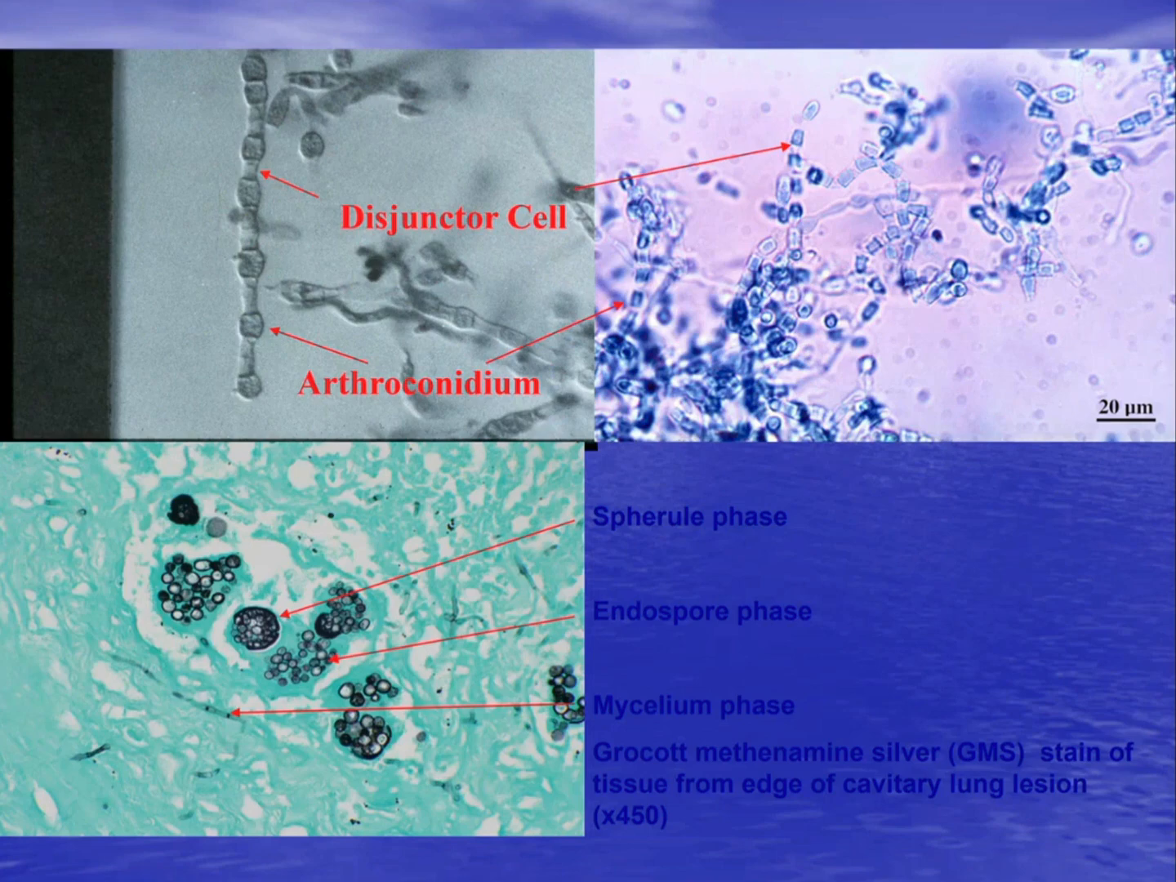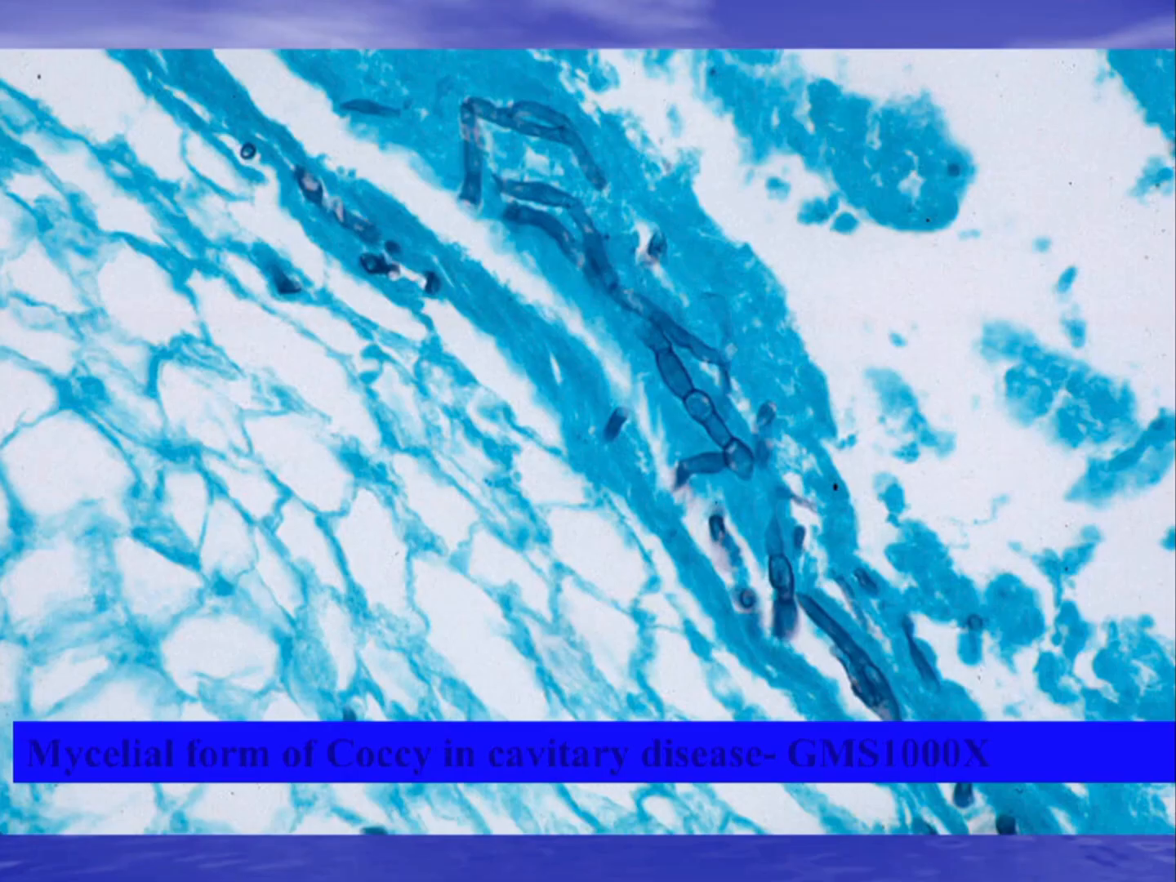And these are the arthroconidia, the mold phase. They look like a barrel, so those are pretty classic, with the spherule endospore being what you need to know. And then there's the barrel again on the GMS, the mold phase.